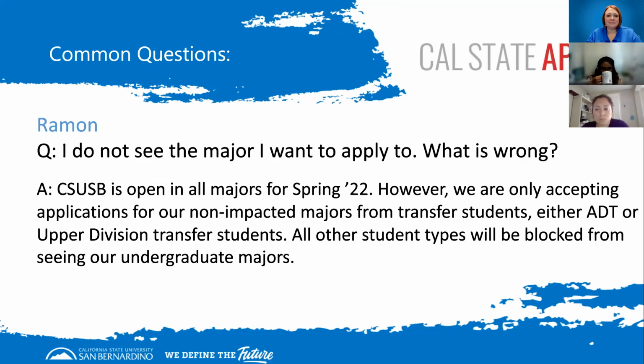Another common question that we receive is, I do not see the major I want to apply to. What is wrong? So the answer is CSUSB is open in all majors for spring 2022. However, we are only accepting applications for our non-impacted majors from transfer students, either ADT or upper division transfer students. All other student types will be blocked from seeing our undergraduate majors.